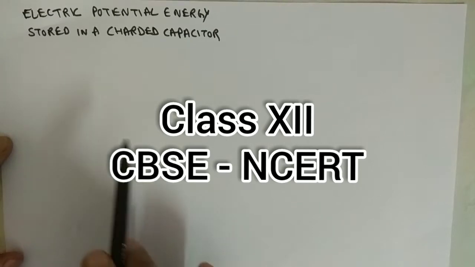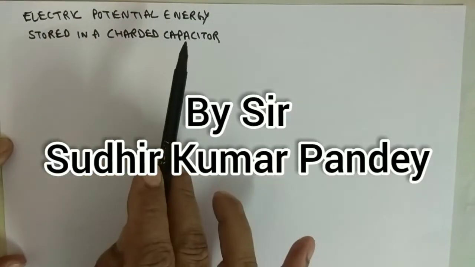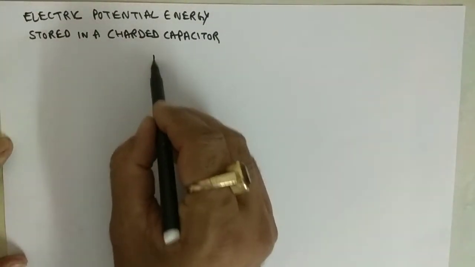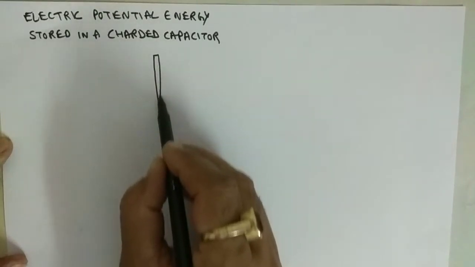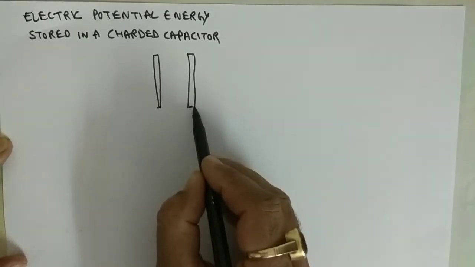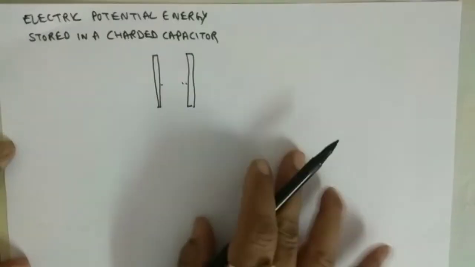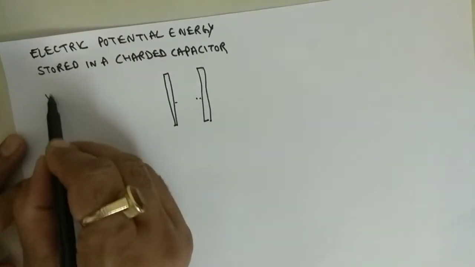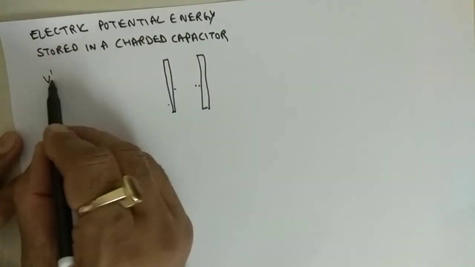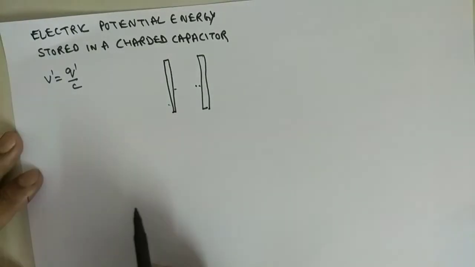Today we'll discuss in this video the electric potential energy stored in a charged capacitor. When we give charge to any capacitor, the work done is always stored as potential energy, in the form of electrical energy, between the plates. Suppose at any instant the potential difference between the plates is given by Q dash upon C. Is it clear?